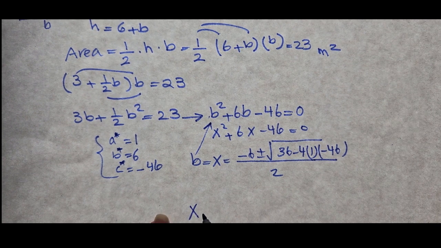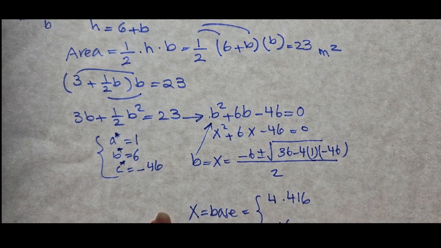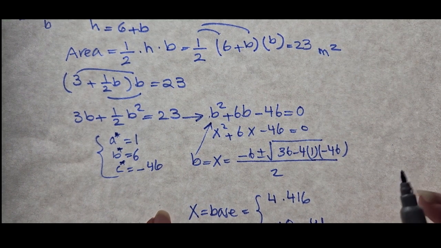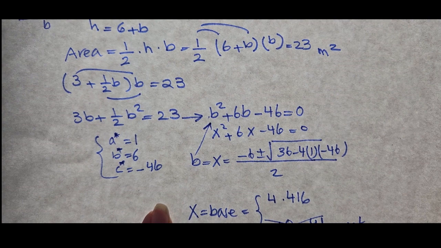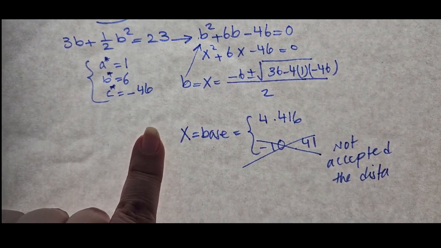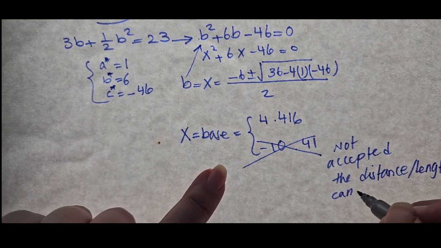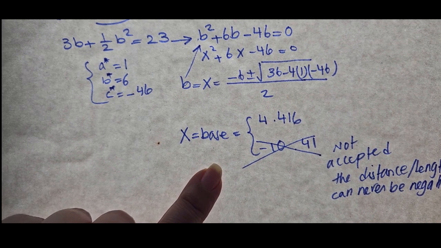So the x or the base would be equal to either 4.416 or negative 10.41. So as you know, when we are talking about a side of a triangle, the base, it can never be negative. So this is not acceptable. Why? Because the side, the distance or the length, cannot be negative. Okay, the distance or length can never be negative. Okay, so this is what I expect from you to do during the exam.